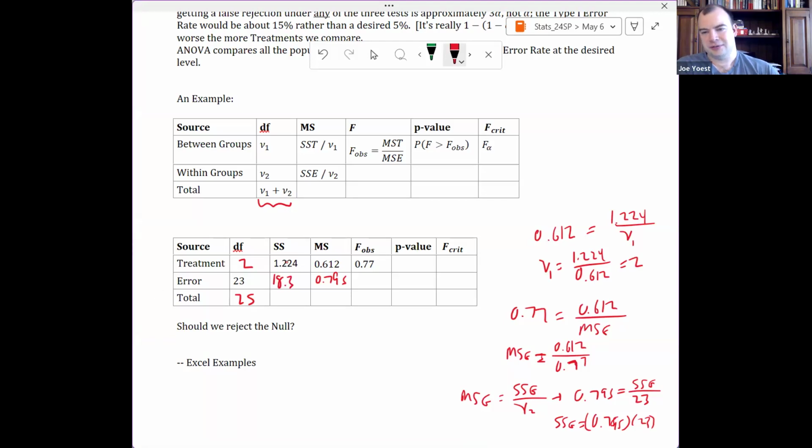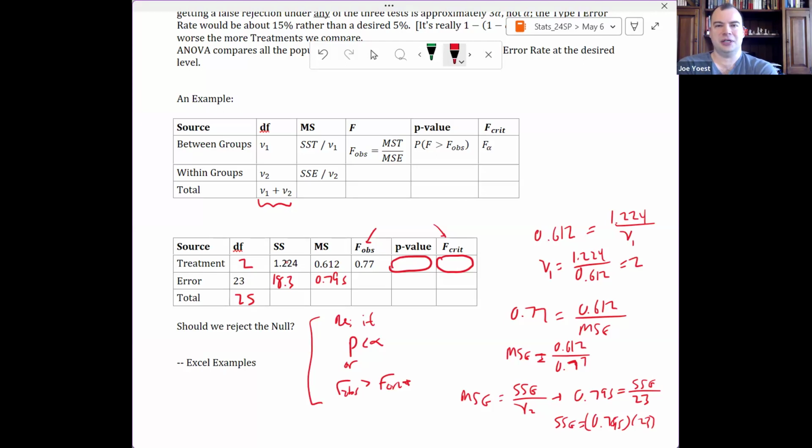Now the question is, how do I find the p-value or the critical number? I have an F observed. I know it's a right tail test. So I reject if either P is less than alpha or F observed is bigger than F critical, right? These both should give the same answer. So how do I find those?